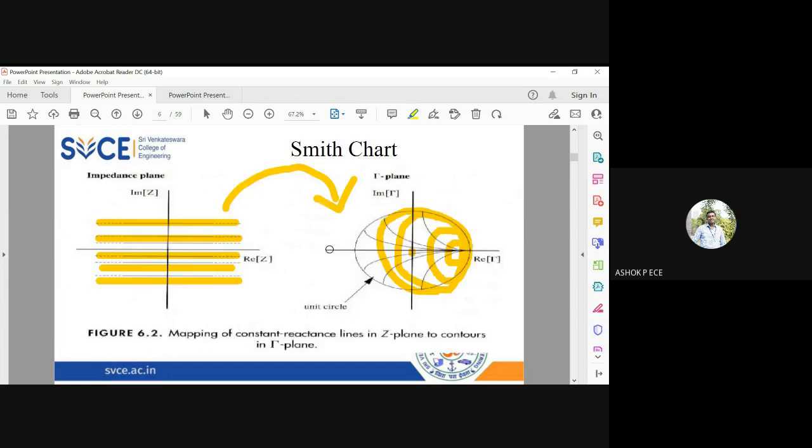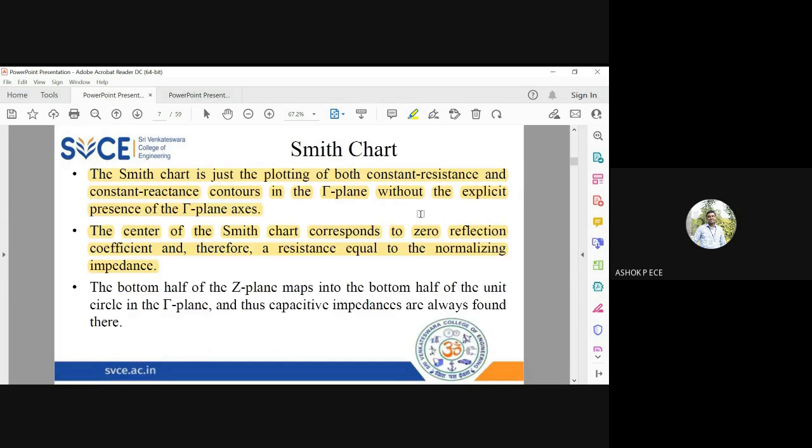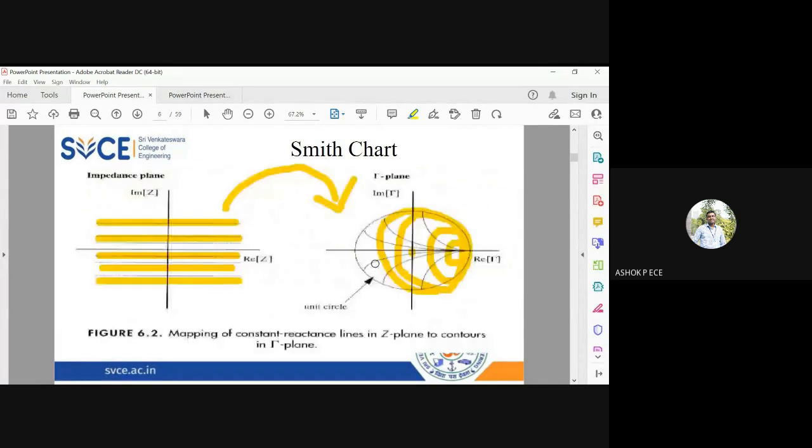And see, if you take your real axis, the bottom half of the Z plane maps to the bottom half of the tau plane, and all capacitances are found there. So when you go below this real axis, the reactance value is negative. You know, capacitance has negative reactance. So the bottom of the Smith chart corresponds to capacitance. And the upper half of the Smith chart will have positive reactance, and you know inductance has positive reactance. So the upper half of the Smith chart will correspond to L values.